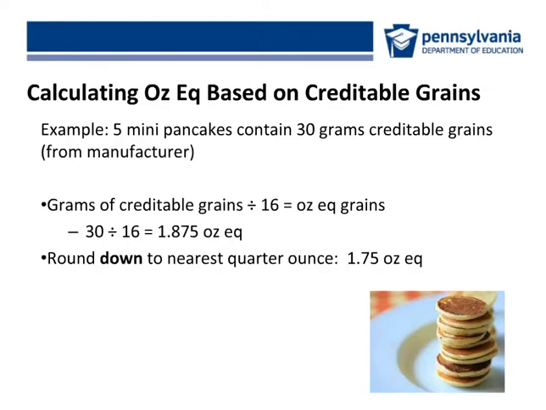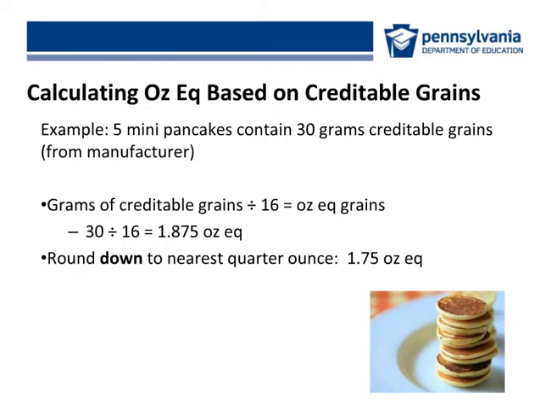Thank you, Kathleen. Let's look at an example of how to calculate the ounce equivalents based on the creditable grains. So in our example, we know from the manufacturer that our 5 mini pancakes contain 30 grams of creditable grains. We then use Exhibit A and determine that pancakes fall into Group C.